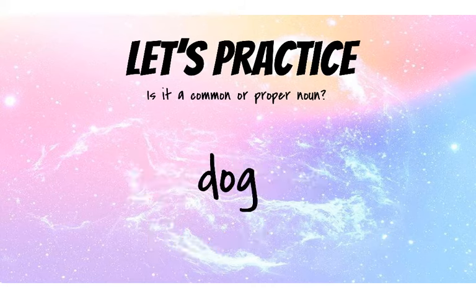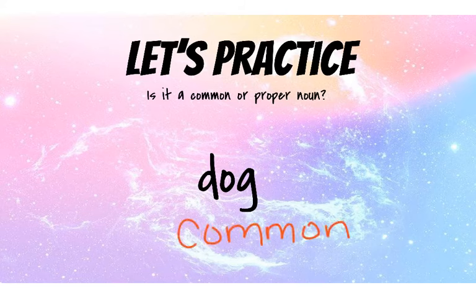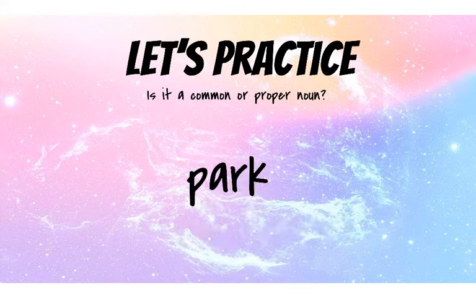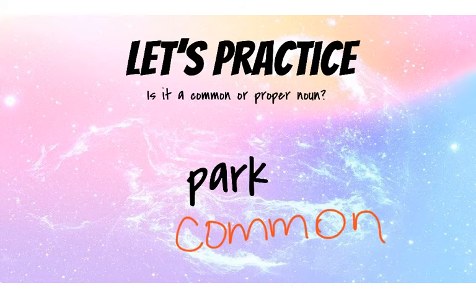All right, our next example is the word dog. So think about it. Are we talking about just any dog, or are we talking about a specific dog? The word dog is a common noun. The very first letter of this word is not capitalized, and we know that this is just a general term. They're just saying dog. They're not talking about any specific dog, just a dog. Our next example is the word park. Do you think that the word park is a common noun or a proper noun? This is a common noun. We're not talking about any specific park, we're just talking about a park.